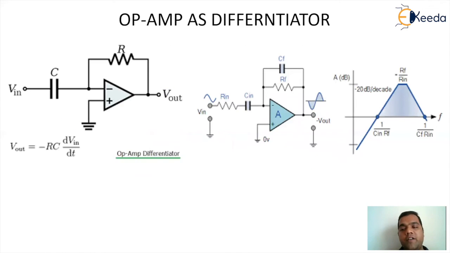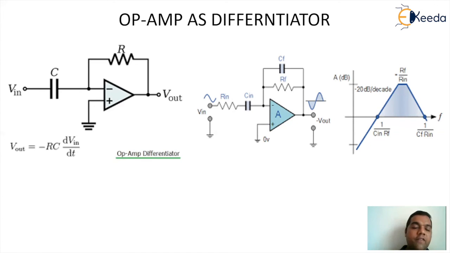Now, when we talk about the differentiator, we just need to interchange the position of the resistor and capacitor in the circuitry. When I interchange the resistor and the capacitor in the integrator circuitry, the circuit will work like a differentiator. The equation for output will be minus of RC d by dt of Vin. So the output is the differentiation of input, and hence the circuitry is defined as an ideal differentiator.